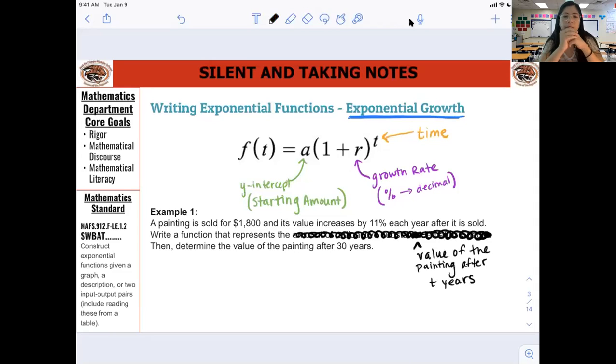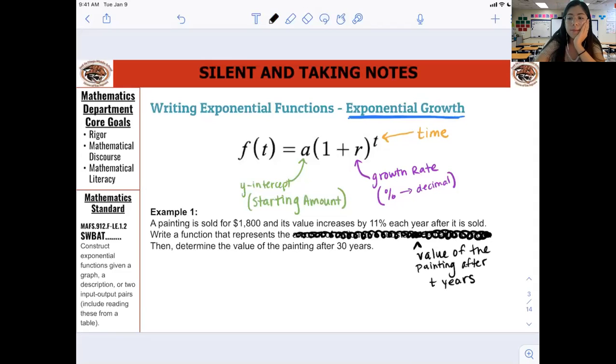So can anybody read for us example number 1? Who would like to read? Someone I haven't heard from yet. Who can volunteer to read?